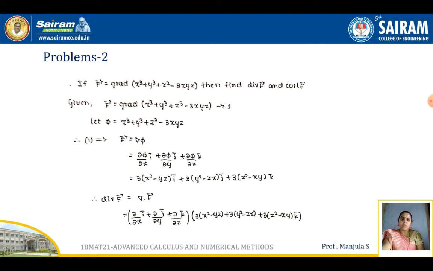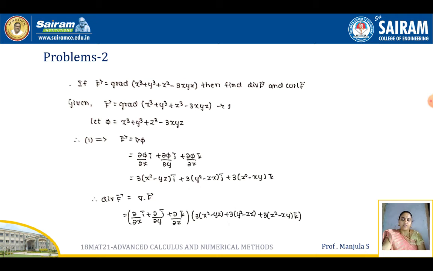So now we have to do the differentiation of phi with respect to x, y, z, and we have to substitute in the respective place, so that the above equation can be written as 3 into (x square minus yz) into i cap plus 3 into (y square minus zx) into j cap plus 3 into (z square minus xy) into k cap. Therefore, divergence of f is equal to del dot vector f.